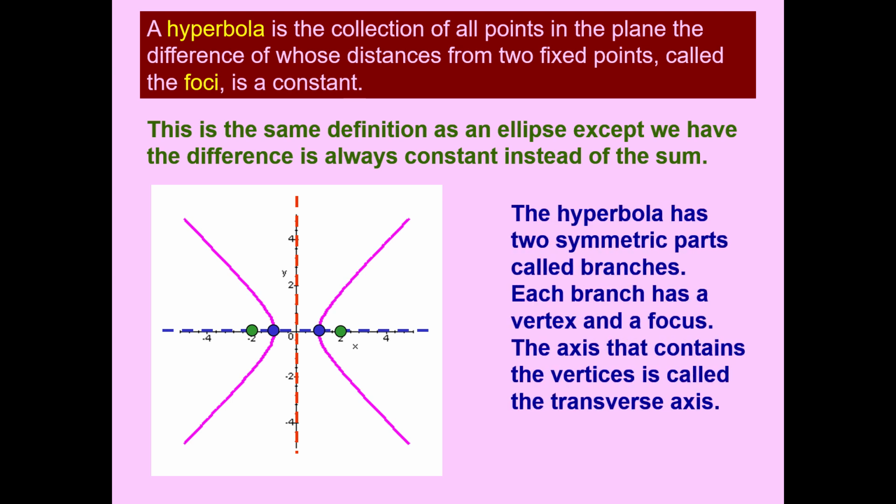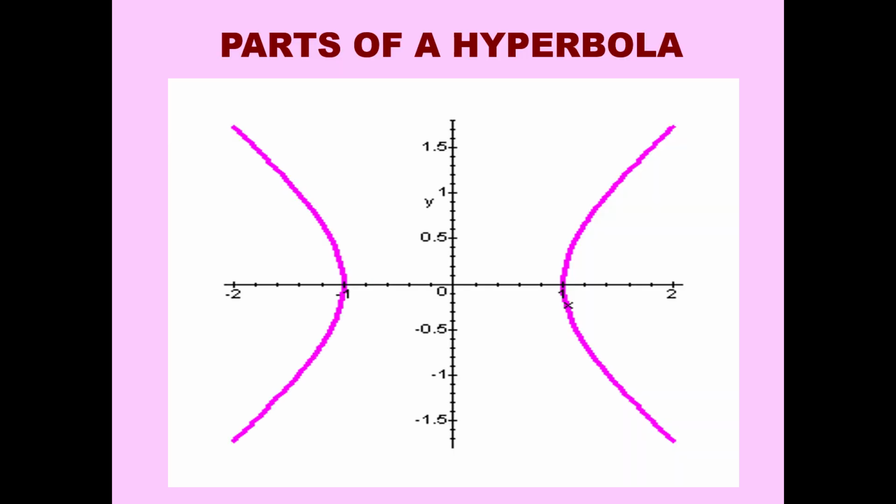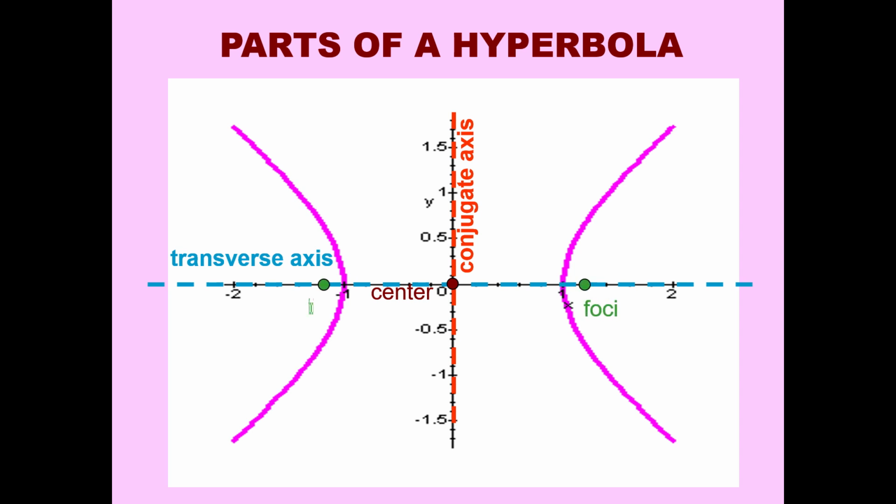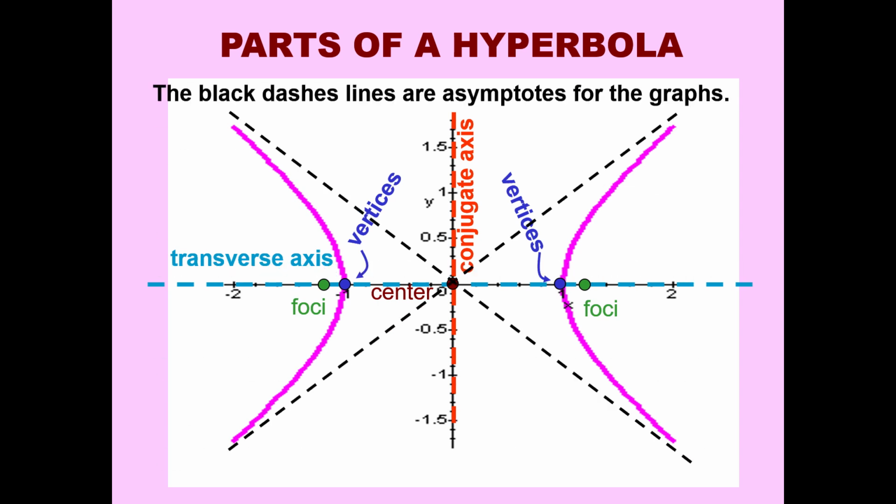The hyperbola has two symmetric parts called branches. Each branch has a vertex and a focus. The axis that contains the vertices is called the transverse axis. Center, transverse axis, and the conjugate axis. The foci and the vertices are all on the transverse axis. And the black dashes are asymptotes for the graphs.